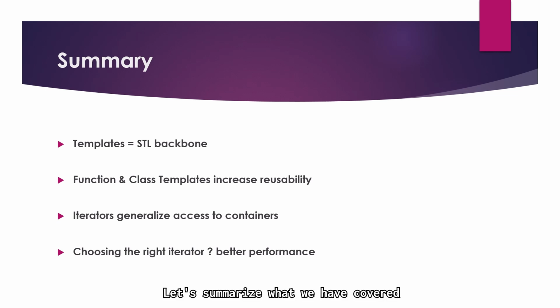Let's summarize what we have covered today. Templates are the backbone of STL. They allow us to write flexible, type-safe, and reusable code. Function and class templates simplify our code base and make it easier to maintain. Iterators provide a unified way to access elements in STL containers, regardless of their internal structure. And lastly, knowing the different types of iterators helps us optimize our code and choose the right approach for every problem.